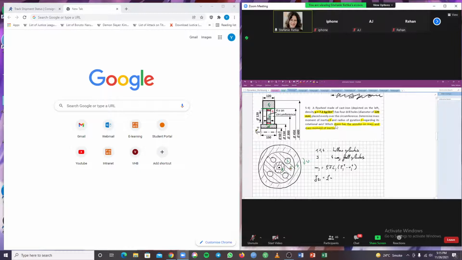1/2 m times the square of the outer radius plus the square of the inner radius. This is it.